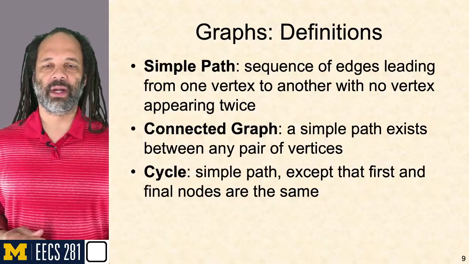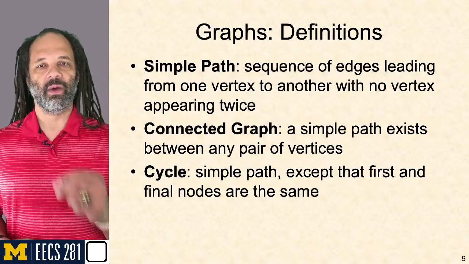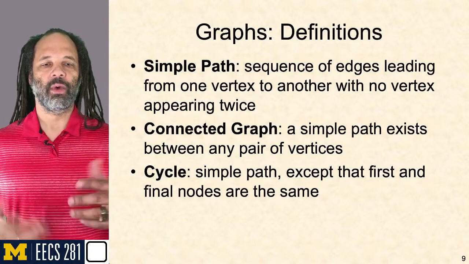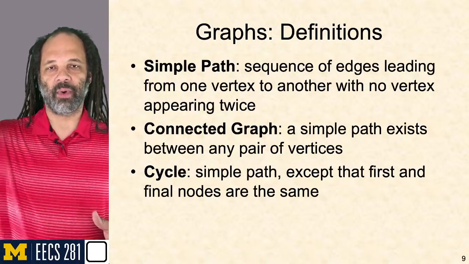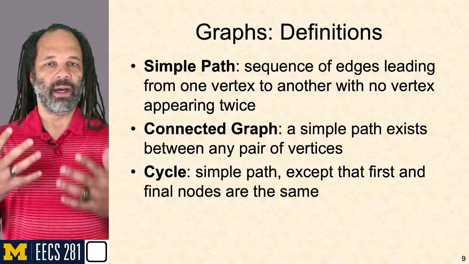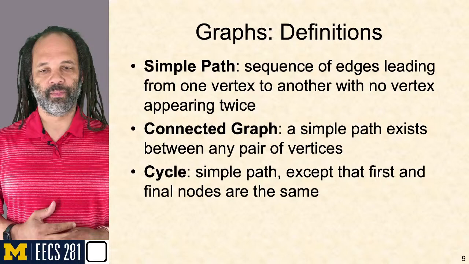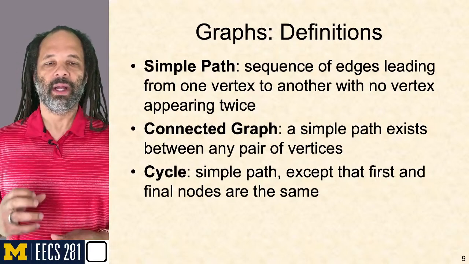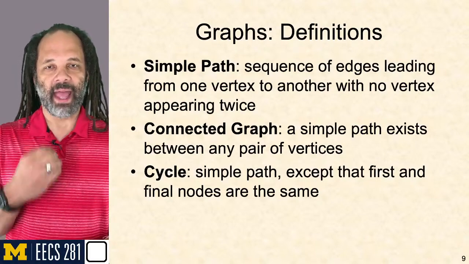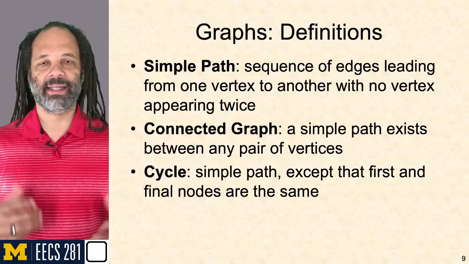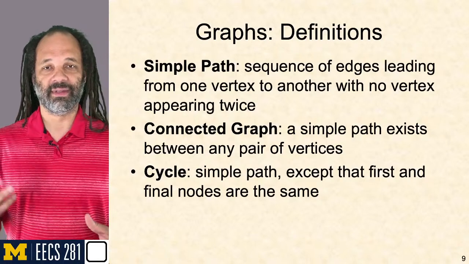Here's some more definitions as we start talking about graphs. A simple path is one that's just a sequence of edges that goes from one vertex to a next with no vertex that's being doubled. So a simple path goes from point A to point B with however many intermediate points there may be, but none of those intermediate points are visited more than once. A connected graph is one where a simple path exists between any pair of vertices. So if I can get from any vertex to any other vertex, I say that I've got a connected graph. And that's just a fancy way to say that there's no islands.